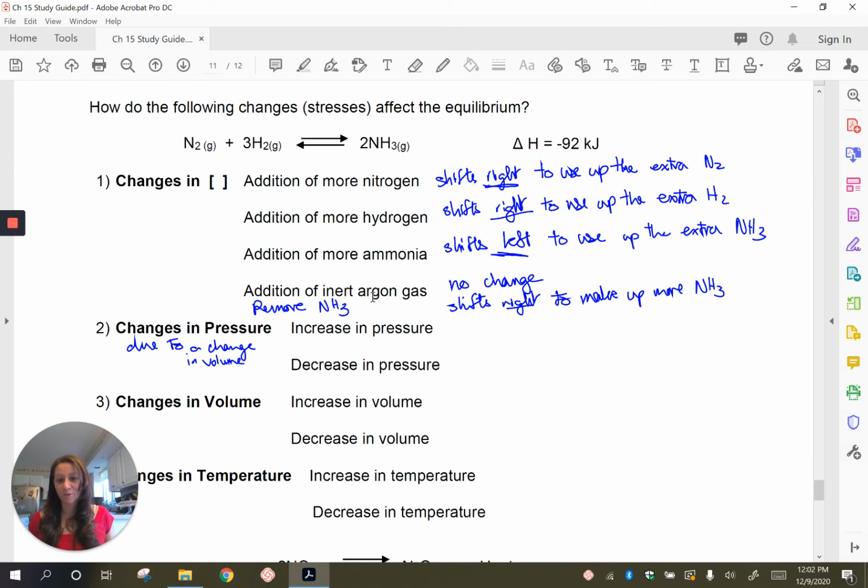So what is pressure? Well, pressure is collisions of gas particles, right? So let's say I increase my pressure. I was already at equilibrium, everything was good, and I suddenly increase the pressure. That means I have too many collisions.